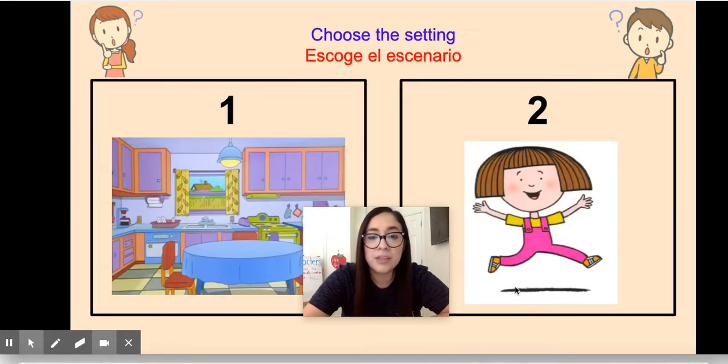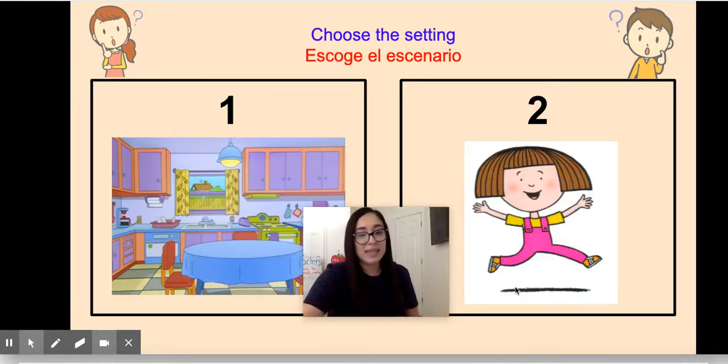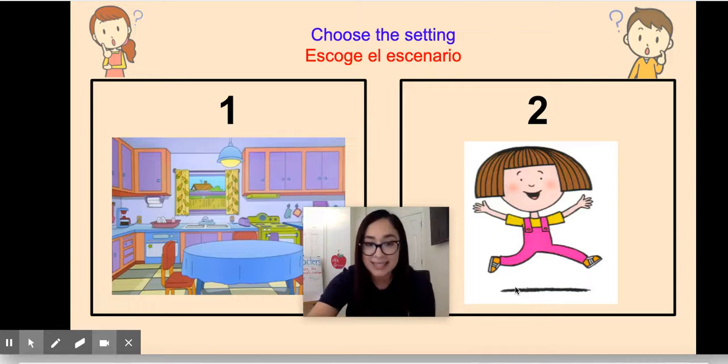Now look at these two pictures. And I'll give you some time to look at the pictures. I see a kitchen. I see a table. I see the sink. I see the kitchen. That is a place. And picture number two, it's a happy little girl. So I know that the setting is the kitchen because it's a place. Okay, it's where the story can happen.